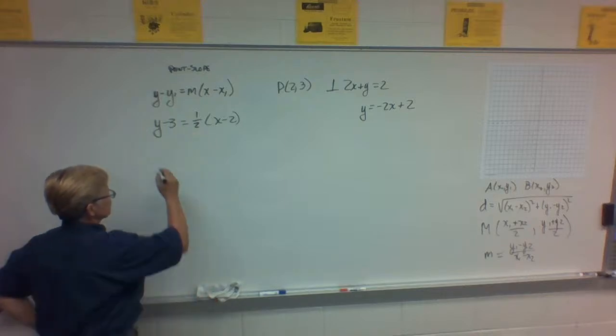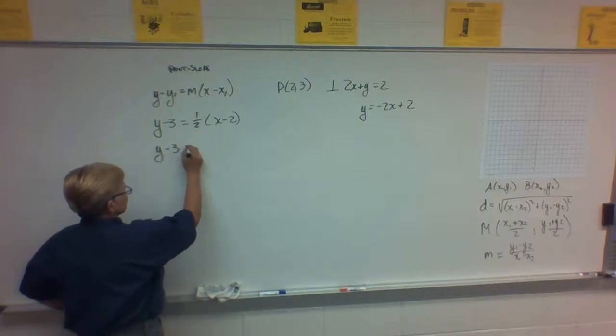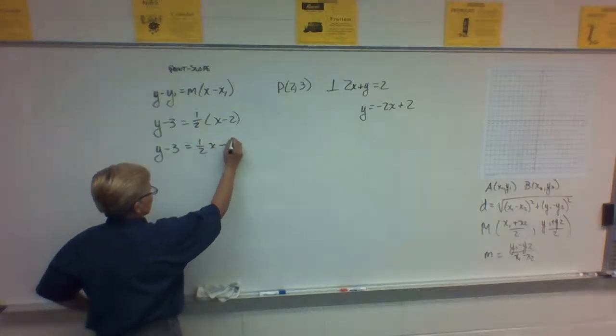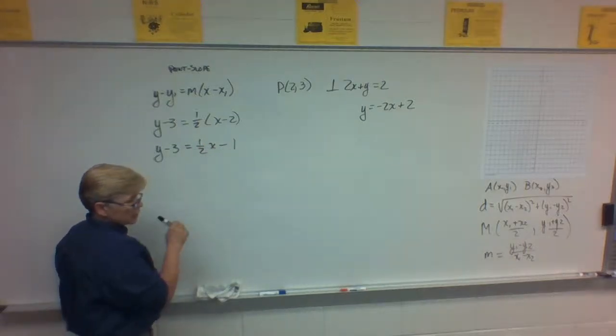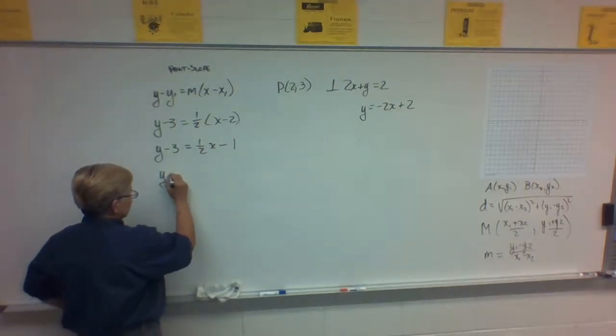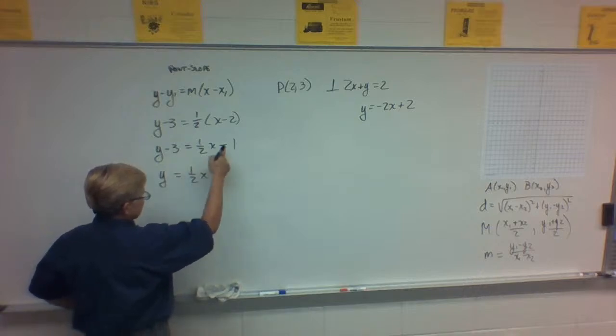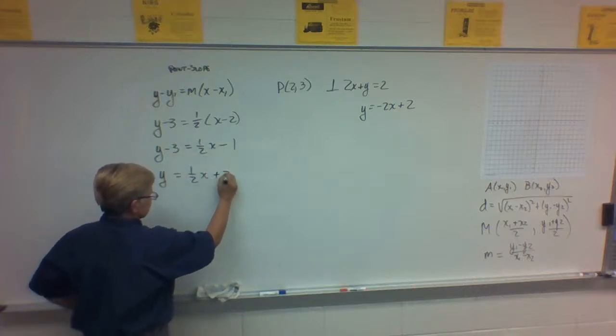Then we do 2 things to clean it up. First of all, distribute. Did y'all see that? That 2 times 1/2 turned into a 1. And then y equals 1/2 x. That's -1 plus 3 is plus 2.